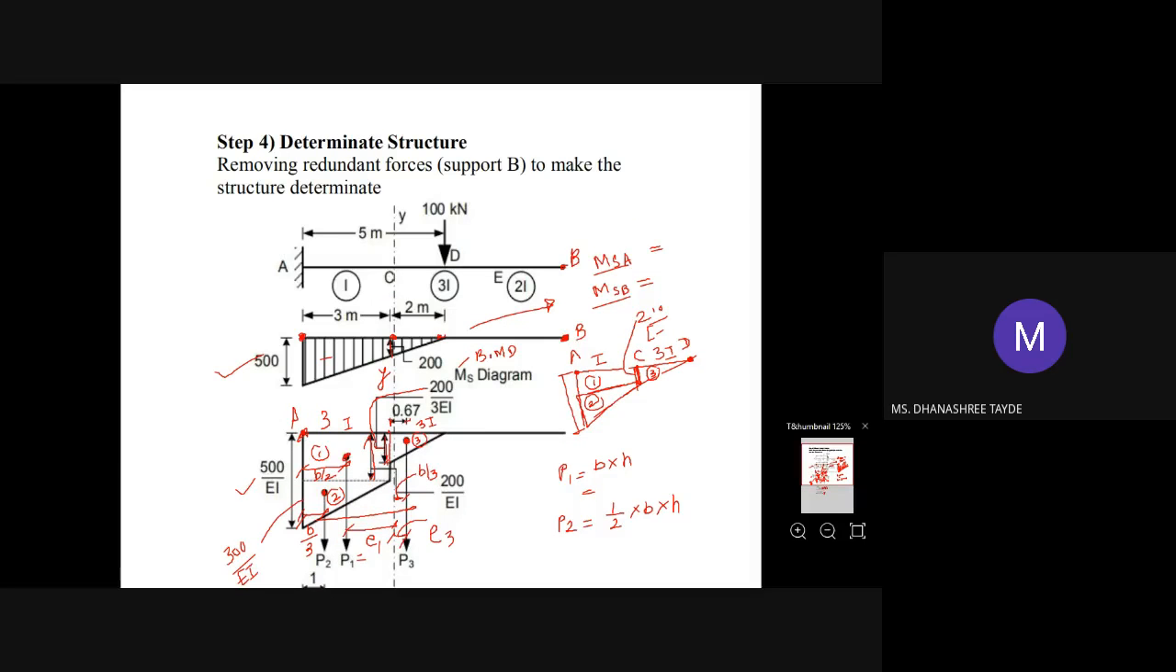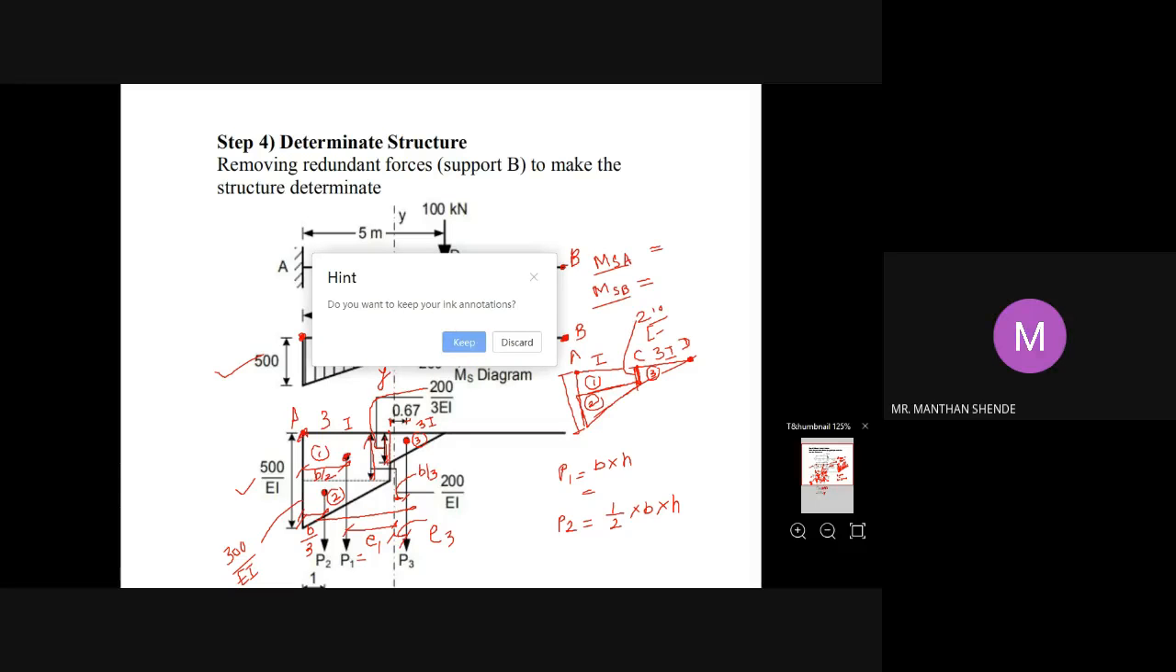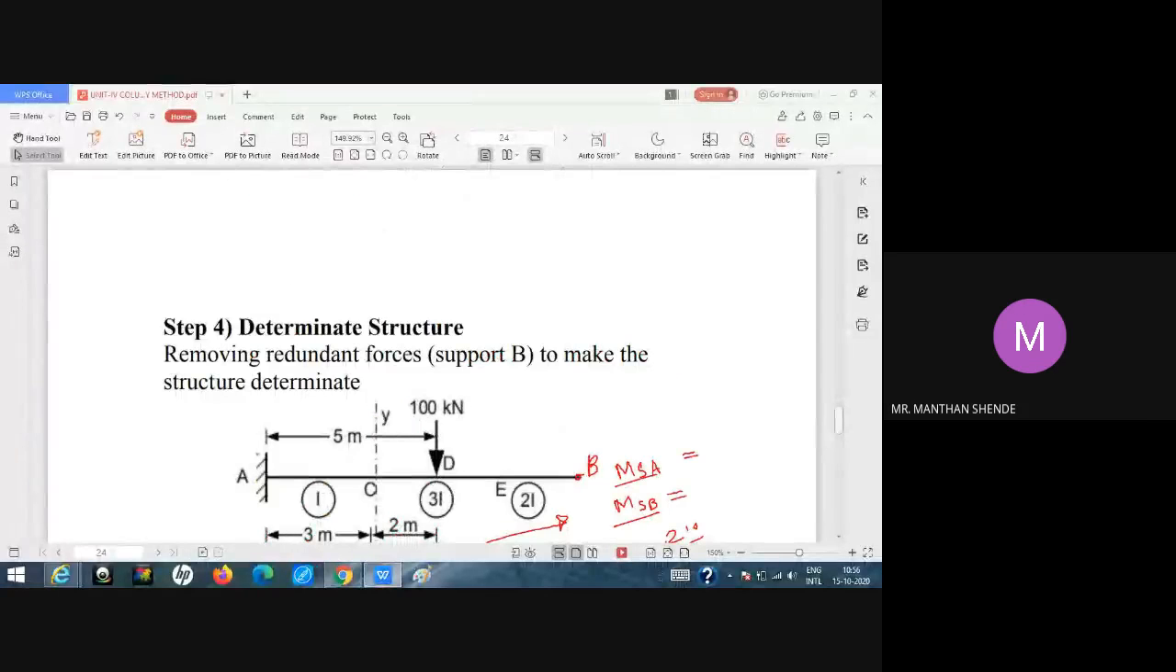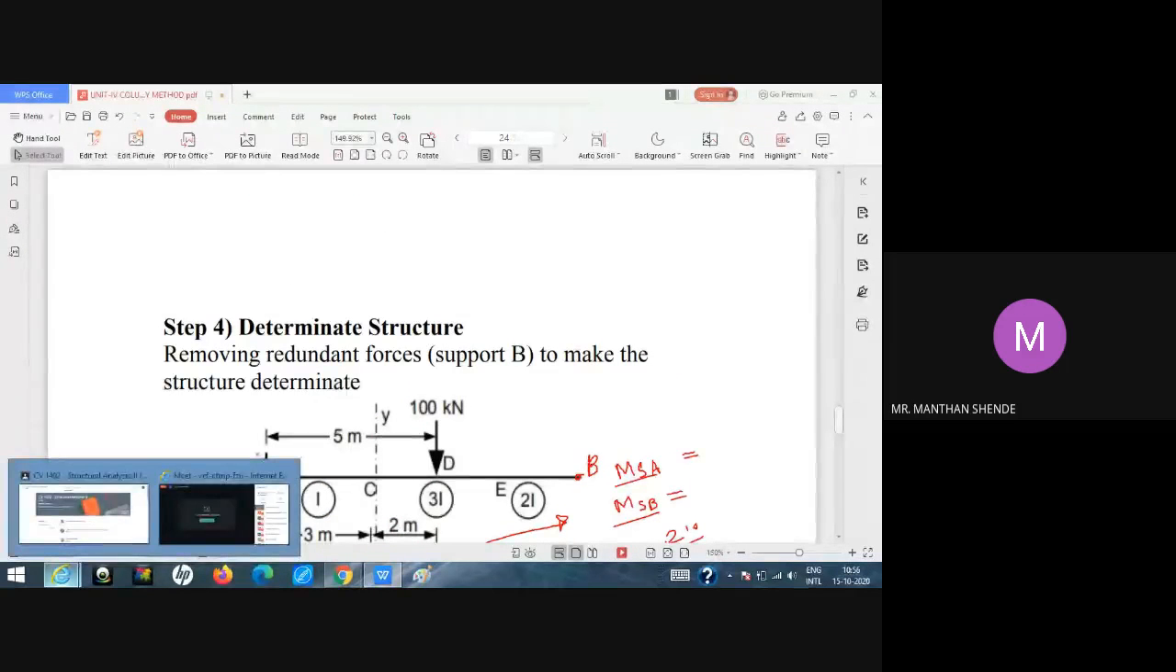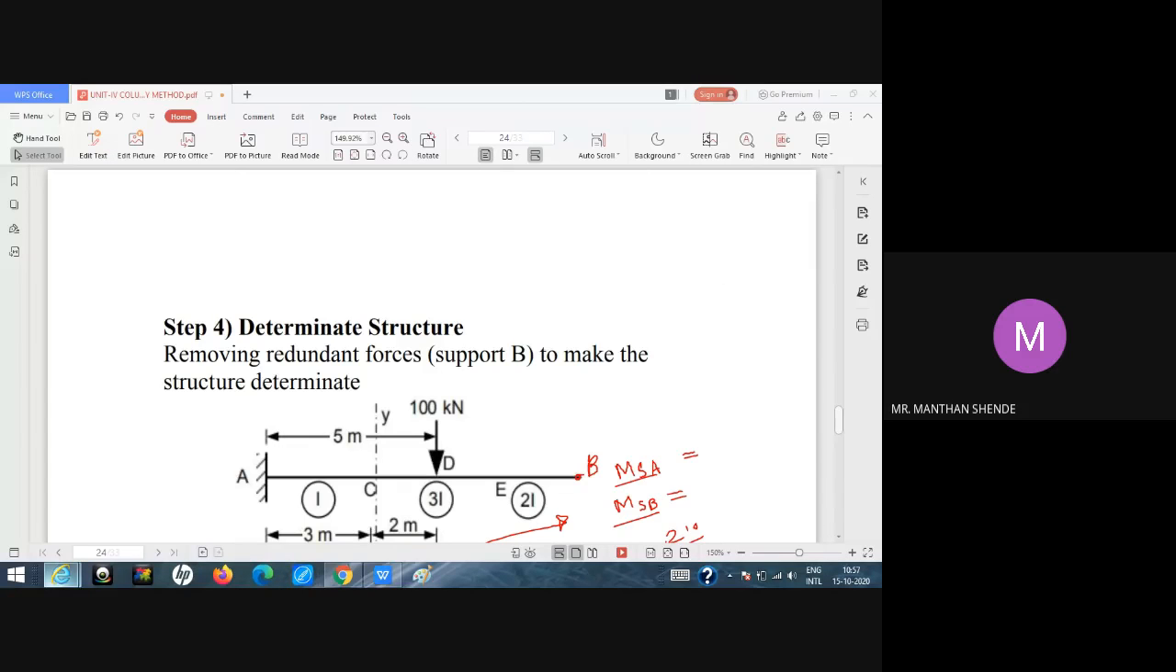Statically determinate moment at A, or simply we can say the moment at A and moment at B. After plotting this bending moment diagram, what is the moment at A and what is the moment at B? Ma'am, 500 and 0. Yes, 500 and 0.